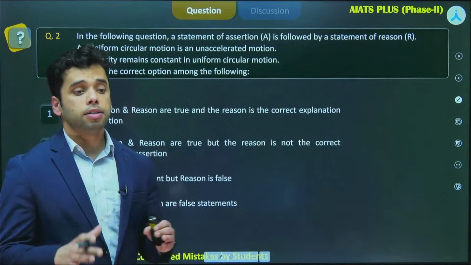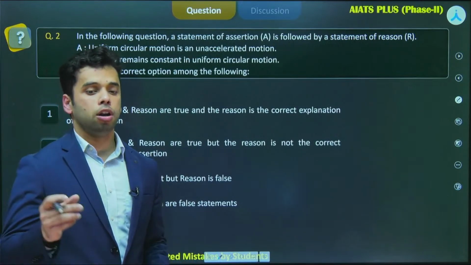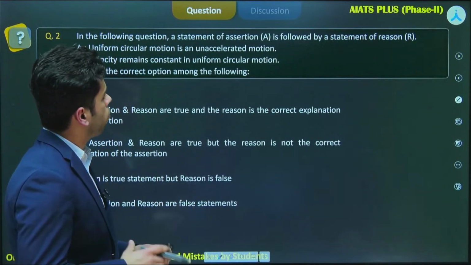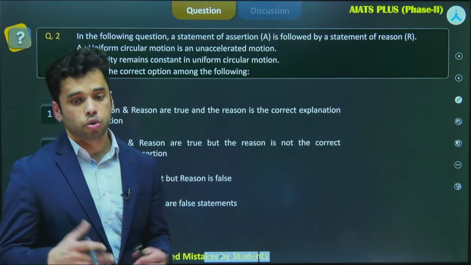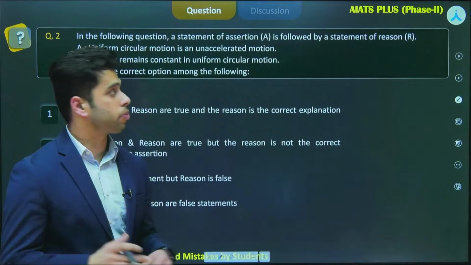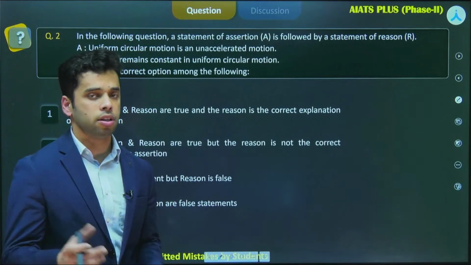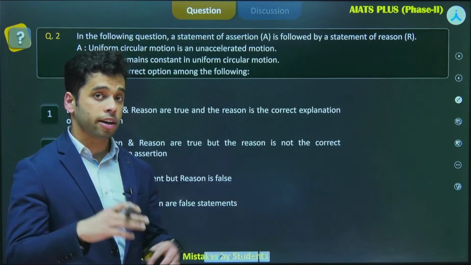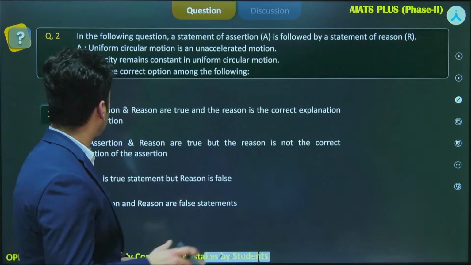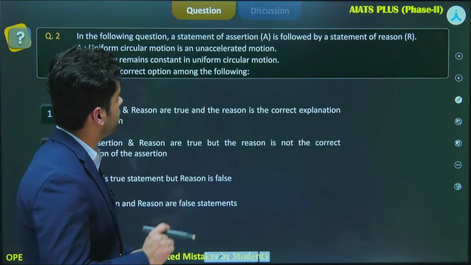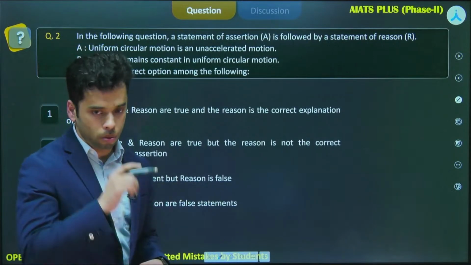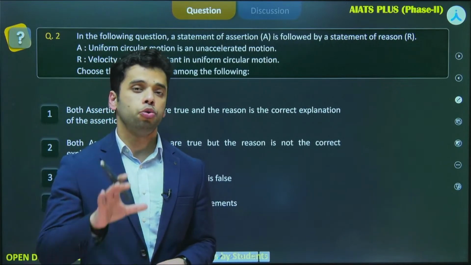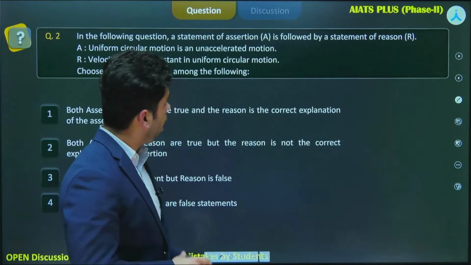This is an assertion reason type problem, a very good problem, and a lot of students get confused in such problems. In the following question, a statement of assertion is followed by a statement of reason. So obviously you are very well aware of this format. You have to see whether the assertion is true, the reason is true, and whether they are the correct explanation or not, right? So let me go through the assertion first. It says that uniform circular motion is an unaccelerated motion. So dear students, the assertion is saying that uniform circular motion is an unaccelerated motion.